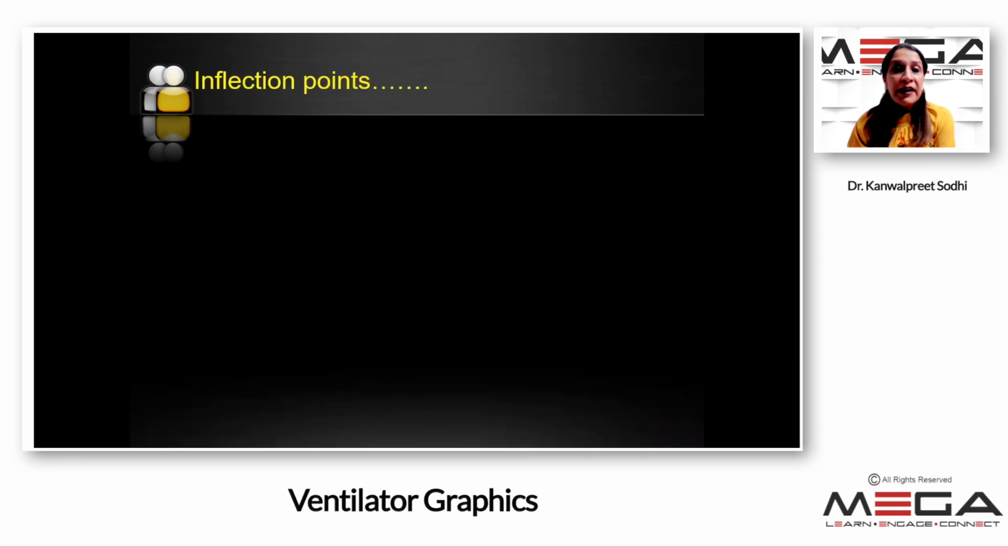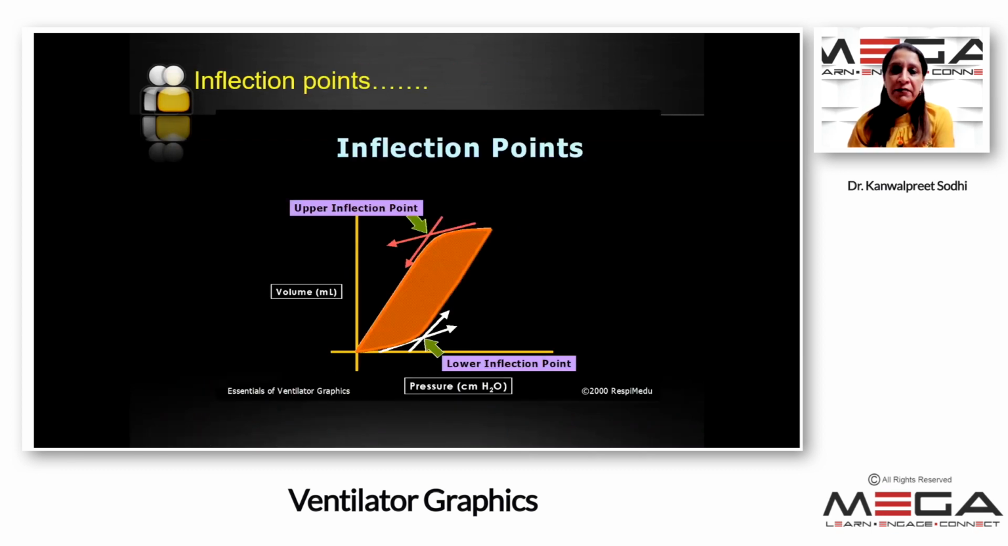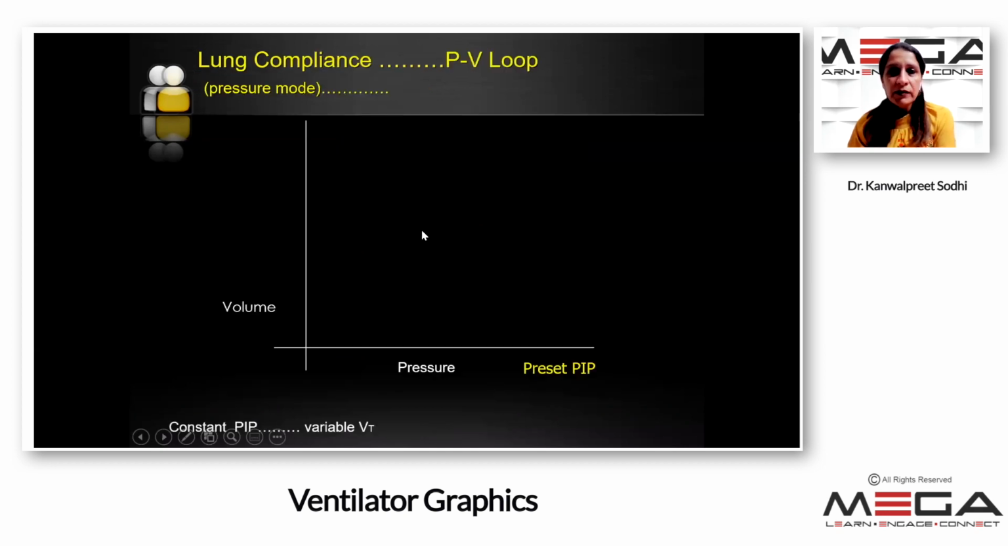Okay, inflection points, another very important thing which the pressure volume loop tells us. The peak inspiratory, we have talked about that: this is the inspiratory phase, this is the expiratory phase. And this is the upper inflection point and this is the lower inflection point. Once we look at the pressure volume loops, we ought to know what the lower and the upper inflection points are. Why are they important? The lower inflection point is very important because we set the PEEP as per the lower inflection point, and the upper inflection point is for the plateau pressures.